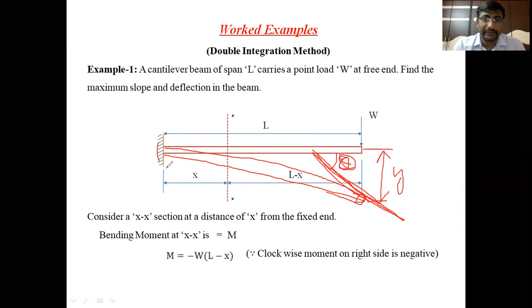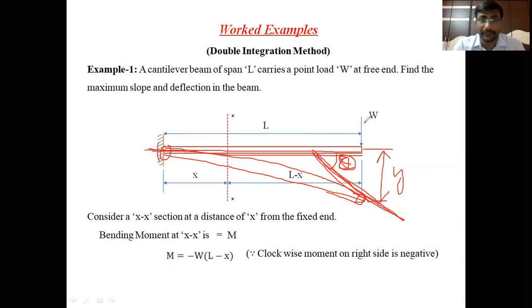It doesn't deflect in the downward direction. So deflection at this point is 0, and also if you draw the tangent at this point, the fixed end, after loading, after deflection, it coincides with the initial position. If you draw the tangent at this place, it coincides with the initial position. So the tangent makes an angle with the horizontal position of 0. So slope is also 0 at this place.